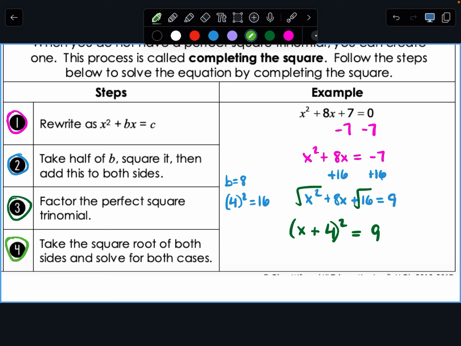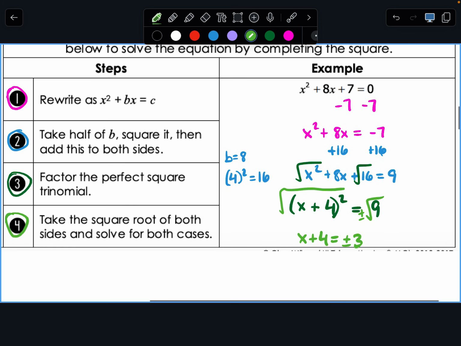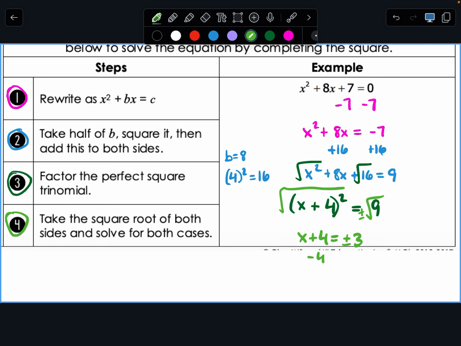So last step, square root both sides. Plus or minus up here, so I have x plus 4 equals plus or minus 3. Now to actually solve for x, I need to subtract 4 from both sides. So x equals negative 4 plus or minus 3. Write your answer in your solution set. x can't possibly equal two things, negative 1 or negative 7, which I got from negative 4 plus 3 and negative 4 minus 3. Any questions so far?